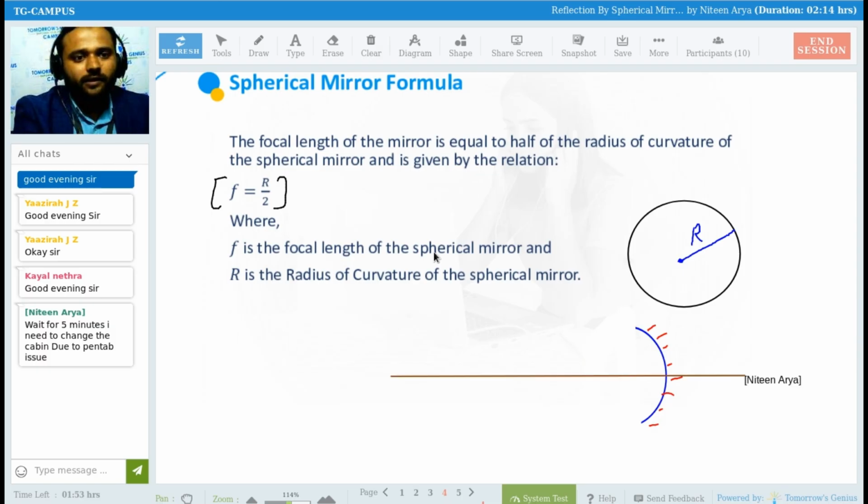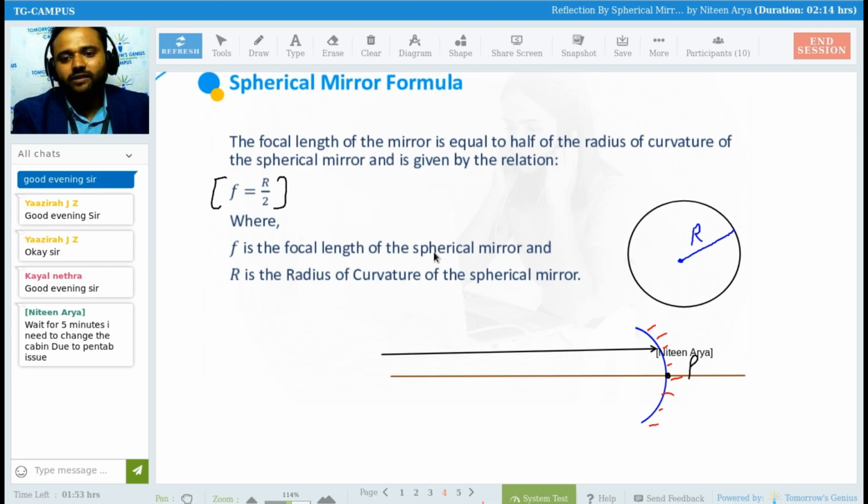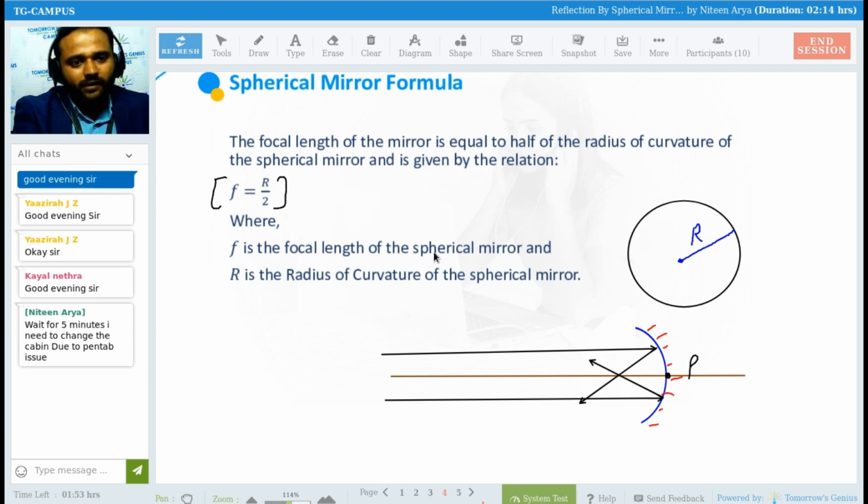What is the principal axis? A perpendicular axis which passes from the point, or you can say optical point, midpoint. If any particular ray is parallel to this, then after the reflection it is going to be on the focus. A point on which all the parallel rays converge after the reflection is known as the focus. Is this clear, everyone?